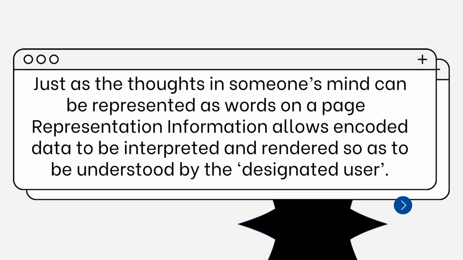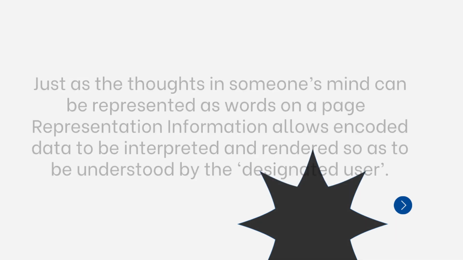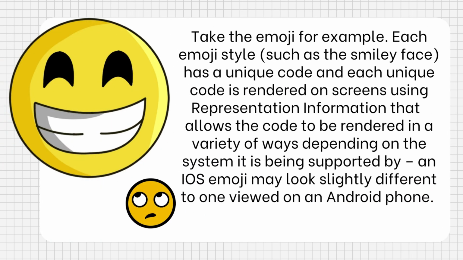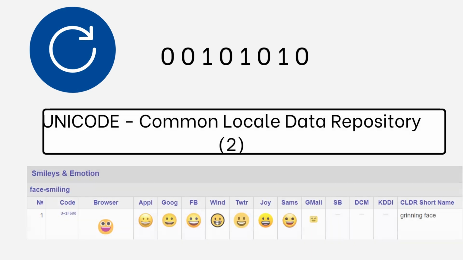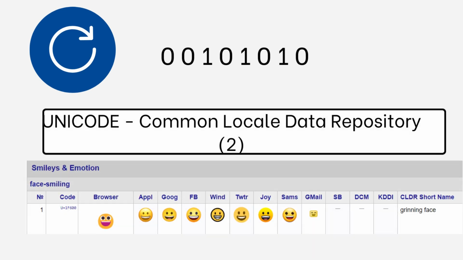Just as the thoughts in someone's mind can be represented as words on a page, representation information allows encoded data to be interpreted and rendered so as to be understood by the designated user. Take the emoji, for example. Each emoji style, such as the smiley face, has a unique code, and each unique code is rendered on screens using representation information that allows the code to be rendered in a variety of ways, depending on the system it is being supported by. An iOS emoji may look slightly different to one viewed on an Android phone.